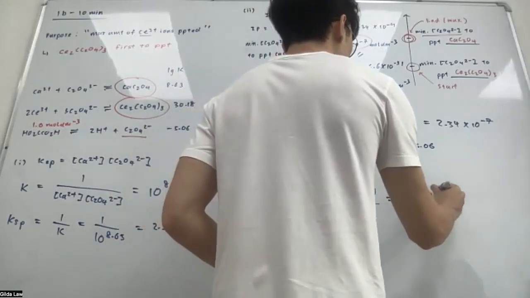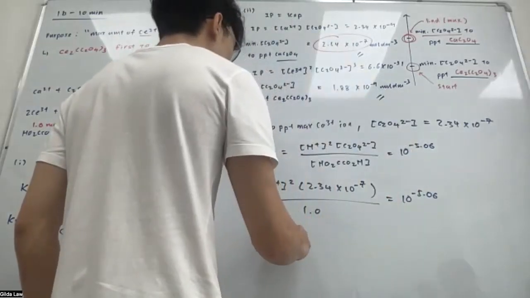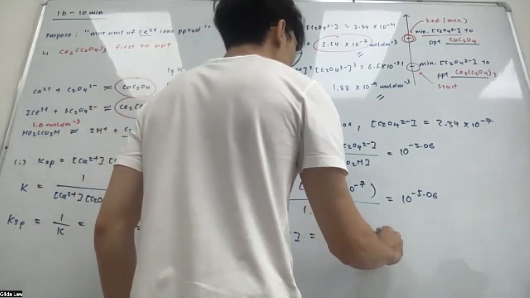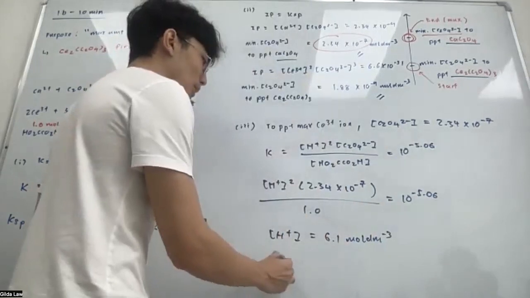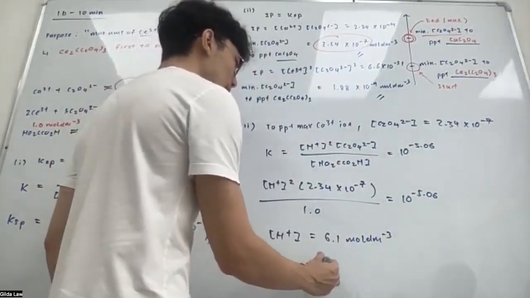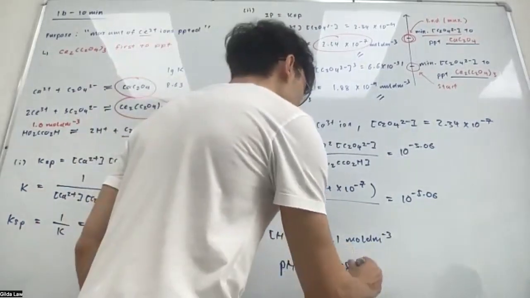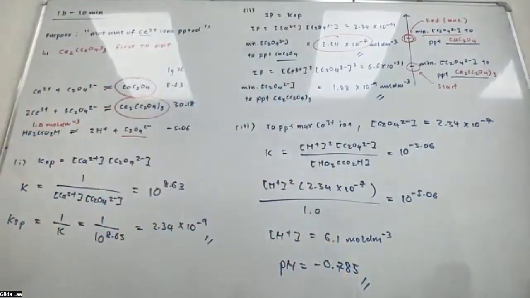Now, this is where things get a little bit weird. You might doubt your answer also. The concentration of H+ is 6.1 mol per dm³, a very, very high number. So when you go and find your pH, the answer here is negative 0.785. Take note: when you see a negative value, I'm sure some of you initially doubted yourself.